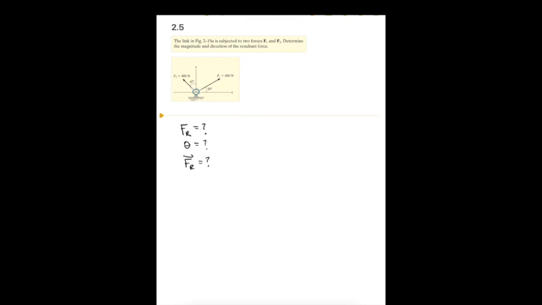So again, the first thing I'm going to do is draw a diagram. Start with the x and y axis, and I see that force 1 goes this way, and that force 2 goes this way, and there's going to be some resultant force, maybe about like that. And that's what we're trying to find, and so that angle theta is going to be like that.